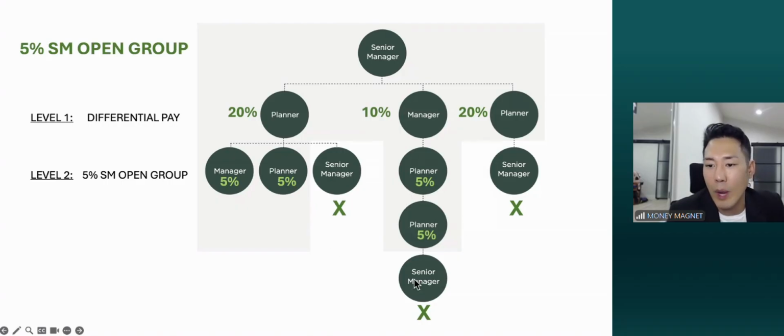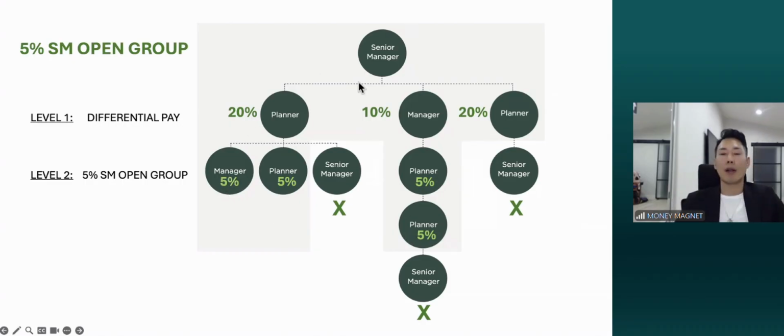In the second leg, at the way bottom, there's a senior manager, but he's not in the highlight because you're a senior manager and he or she is a senior manager. Remember, you're getting your senior manager pay, and this person is getting their senior manager open line pay. So here, you're not getting paid. The planner here, you got paid the differential pay, but there's another senior manager in your third leg, so you're not getting paid. But everywhere else where there is no senior manager, consider that an open group senior manager payout. So every part, you're getting 5%, 5%, 5%, 5%.